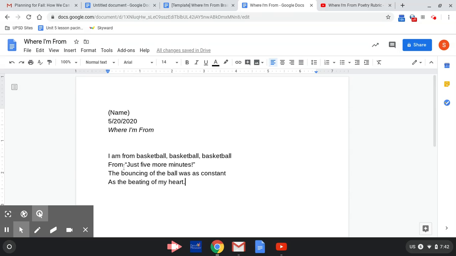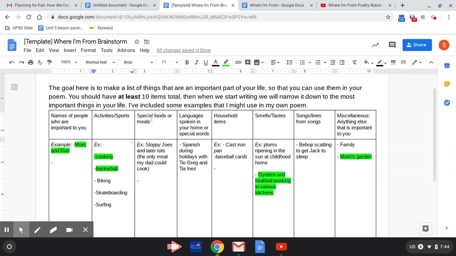I'm from basketball, basketball, basketball. From just 5 more minutes, the bouncing of the ball was as constant as the beating of my heart. So I may choose to add more to that, but for now, that seems like a good little stanza to me. The whole thing is about basketball. So I'm going to go back to my brainstorming list.